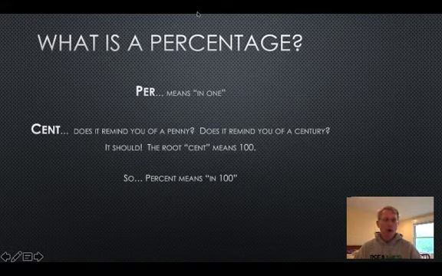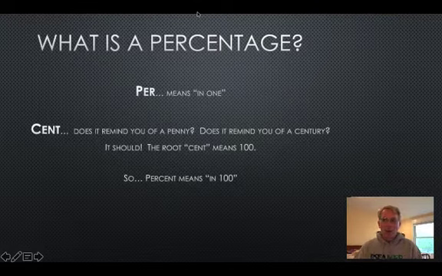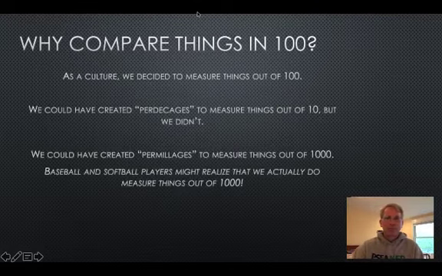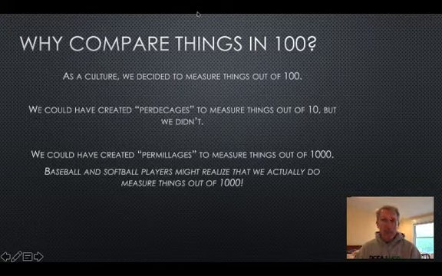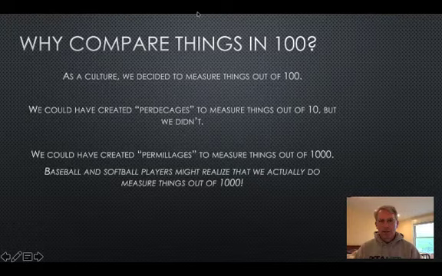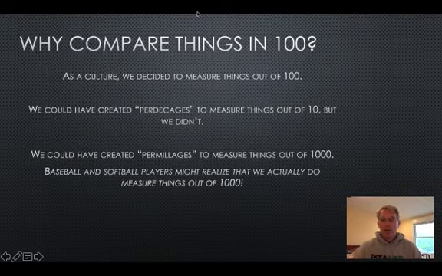So we saw before that Wally took a test that was out of 17. That's tough. So what if we took his test and scaled it up so that it was out of 100 points? What would his grade be? As a culture, we decided to measure things out of 100. We could have made per decages, and that would mean that we're measuring things out of 10, but we didn't. And we could have made per millages and measured things out of 1,000. And if you're a baseball player or a softball player, you might realize that we do.